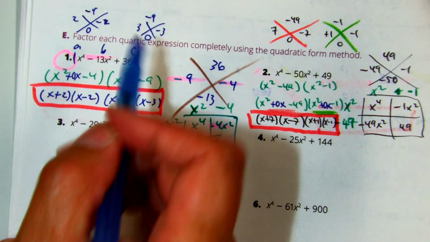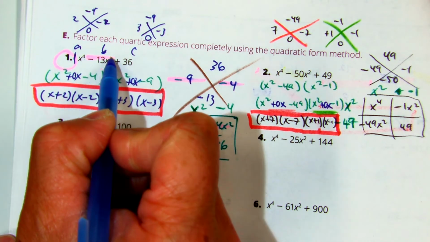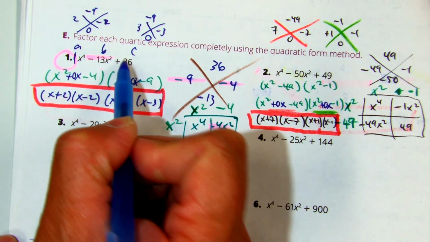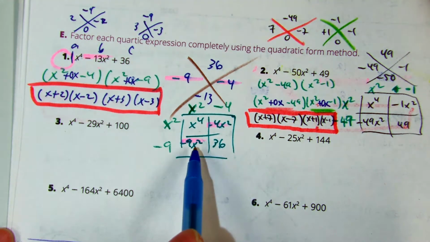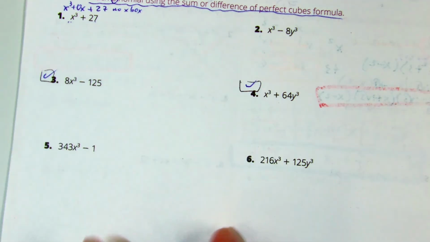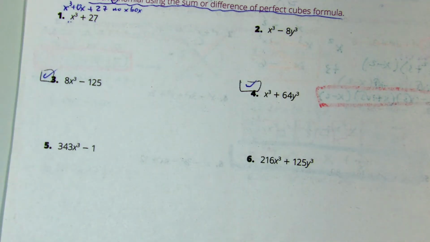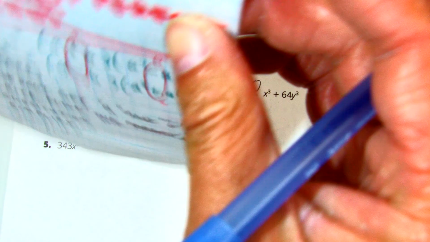Hey, look up here. Higher degree polynomial. What's half of 4? 2. And you have 3 terms, A, B, and C. That means you can use Xbox. Okay? So in this problem, you can't use Xbox. You're going to have to use the sum and difference of cubes. So here's my steps.